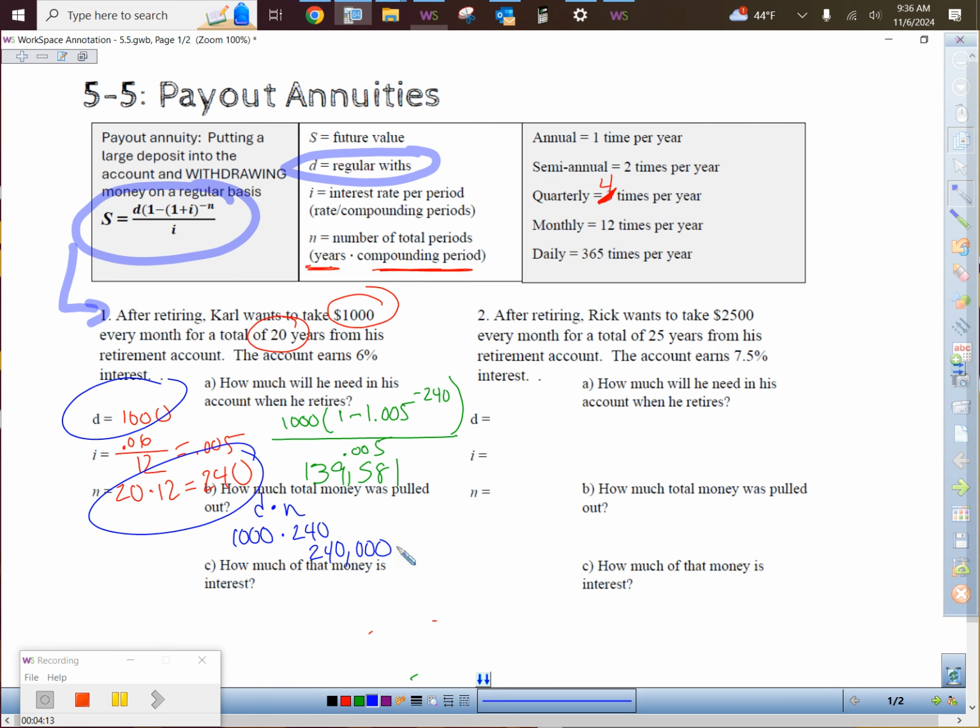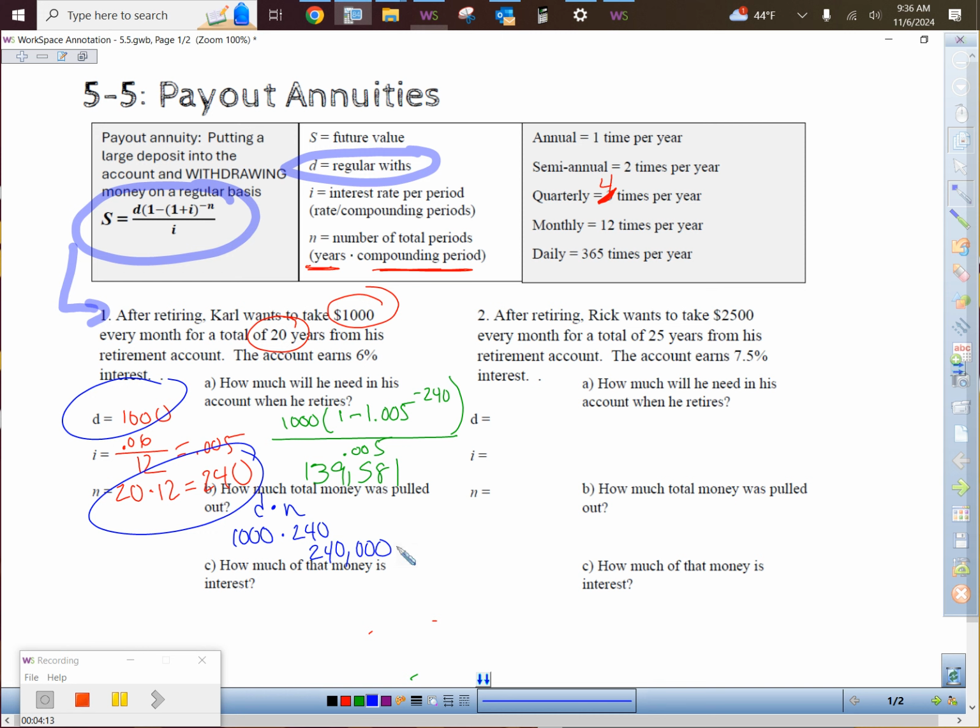So let's just see if we can break this down. The first one, nice and slow. Carl here is going to take $240,000 out of this account in that 20-year time, right? He did $1,000 240 times, so he took that much out. You know how much he put in? Basically $139,000, right? Are you with me on that? All he had to put up front was $139,000.